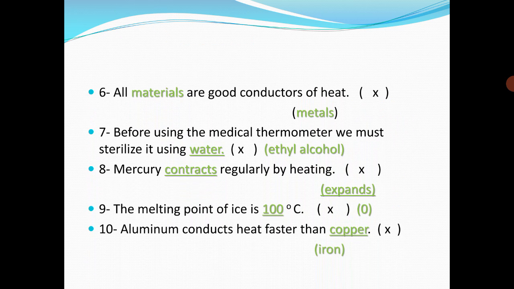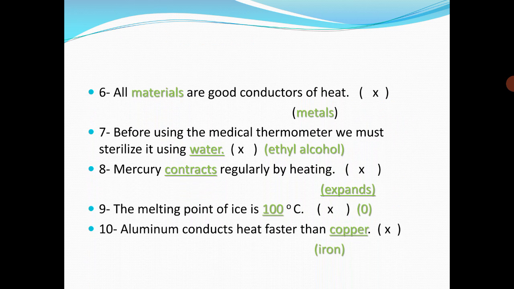Before using the medical thermometer, we must sterilize it using water. No, as we said before, using ethyl alcohol. Mercury contracts regularly by heating. No, mercury expands by heating. The melting point of ice is 100. No, the melting point of ice is 0 and the boiling point of water is 100.